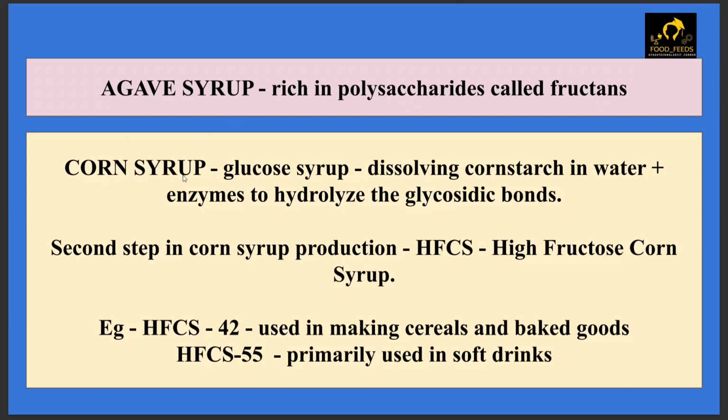So coming to the corn syrup, which has a major application in the food industry. Usually it is used for making candies, and it is also known as glucose syrup. Basically, they are made by dissolving the cornstarch in water. Along with that, there is an addition of enzymes in order to hydrolyze the glycosidic bonds, because these enzymes will mainly act upon these glucose units to destroy the bonds.